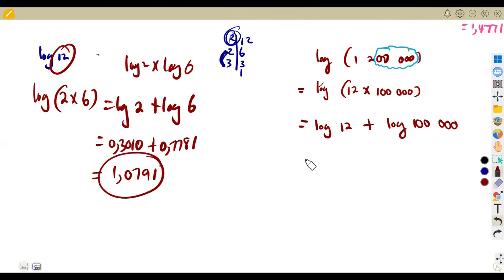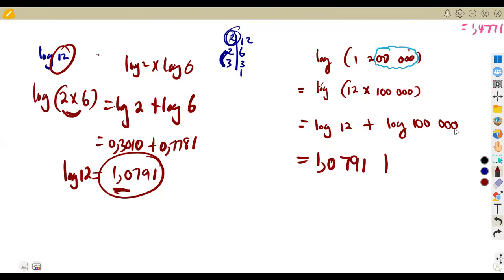We start with log 12 first. We know that log 12 is log of 2 times what? 2 times 6, which is 12. So since I know the value of log 12 is 1.0791, I just have to substitute.